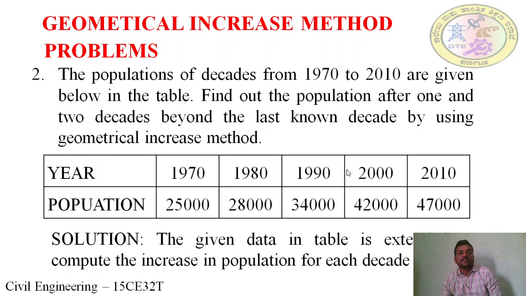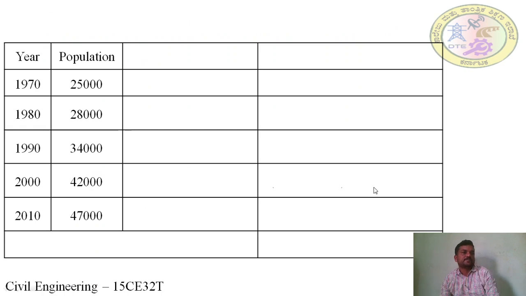The solution: the given table is extended to calculate the increase in population for each decade. Here the table has been extended. The given data are tabulated here. The year and population are listed here. So first we need to know the increase in population with respect to decade. Here increase in population for the year 1970 is nil because we don't know the value of previous data, so we cannot calculate the value.